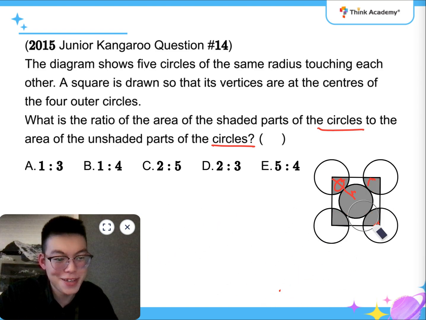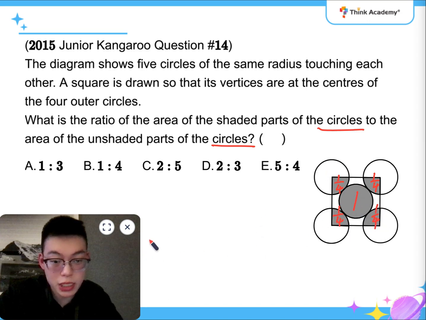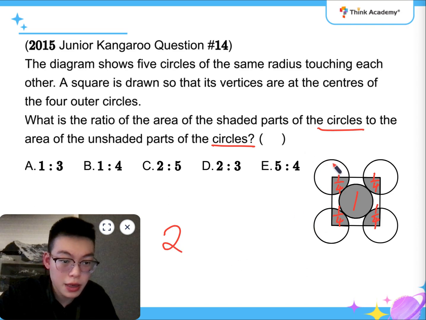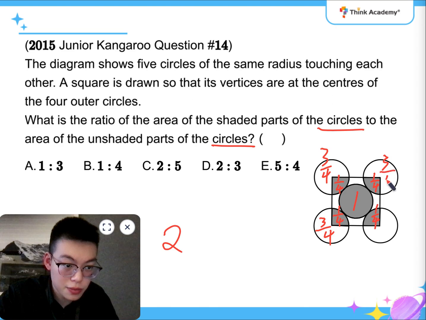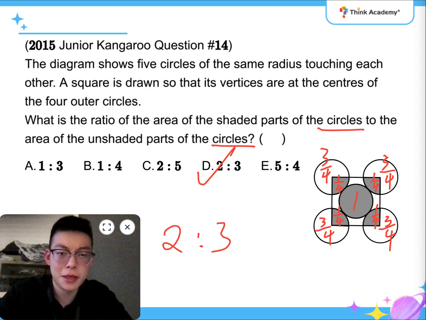Sorry. So basically I have 4 quarter circles there and a full circle, which makes 2 circles. And then I have 4 of 3 quarter circles, which makes 3 circles. So it's just 2 to 3. Yeah, sorry about it. I didn't think that it's so easy.